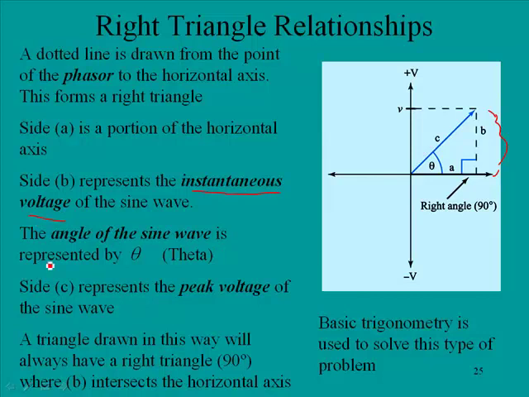The angle of the sine wave is represented by this symbol right here, which is the Greek letter theta. And so that represents the phase angle. Side C represents the peak voltage of the sine wave. So this right here, C is the peak voltage. A triangle drawn in this way will always have a right triangle, 90 degrees, right here, where B intersects the horizontal axis. Basic trigonometry is used to solve this type of problem.